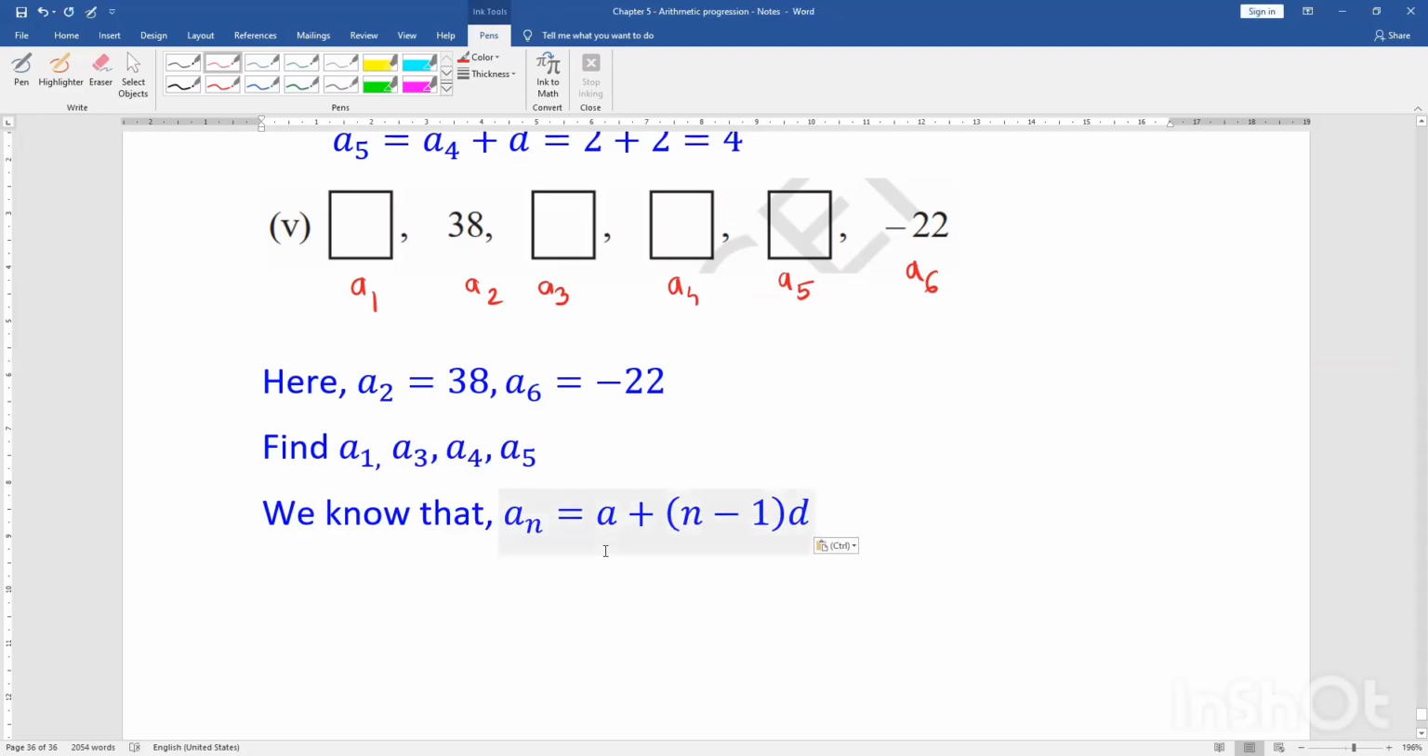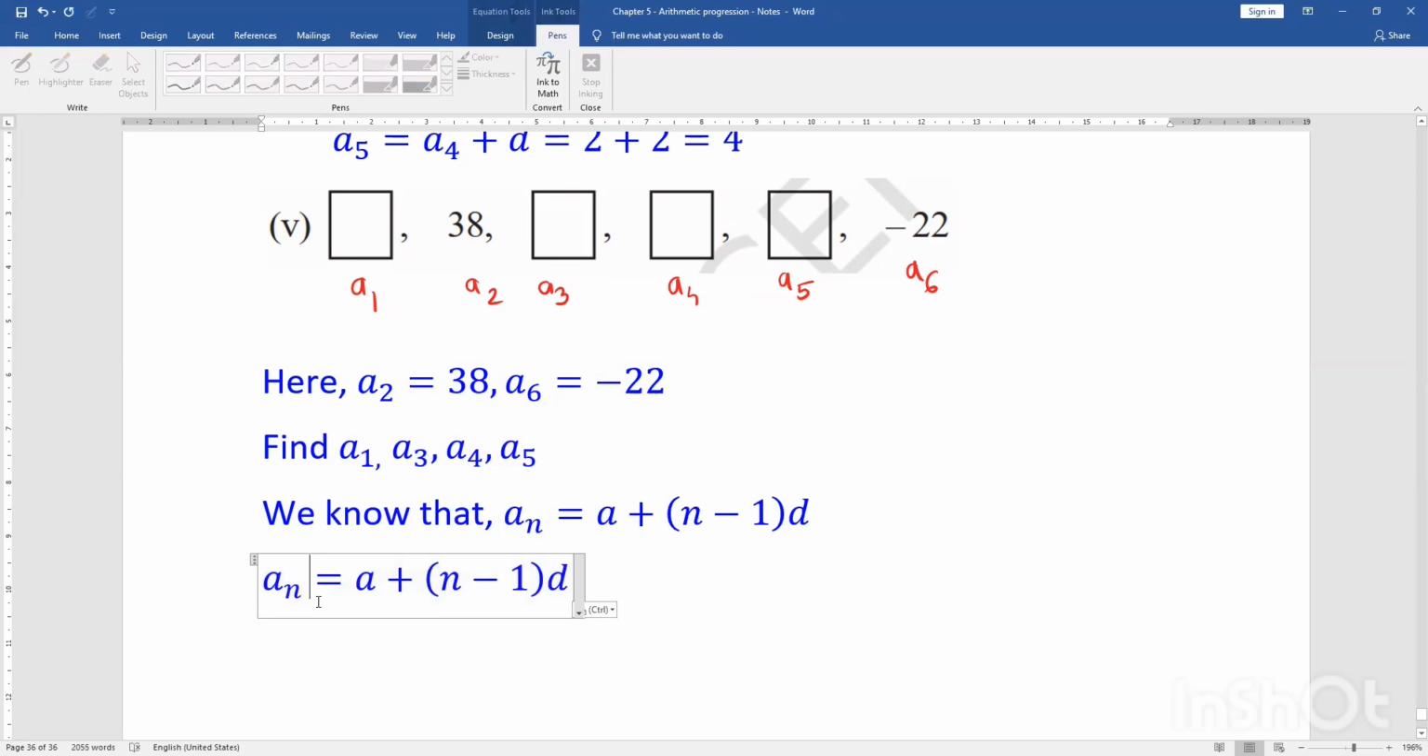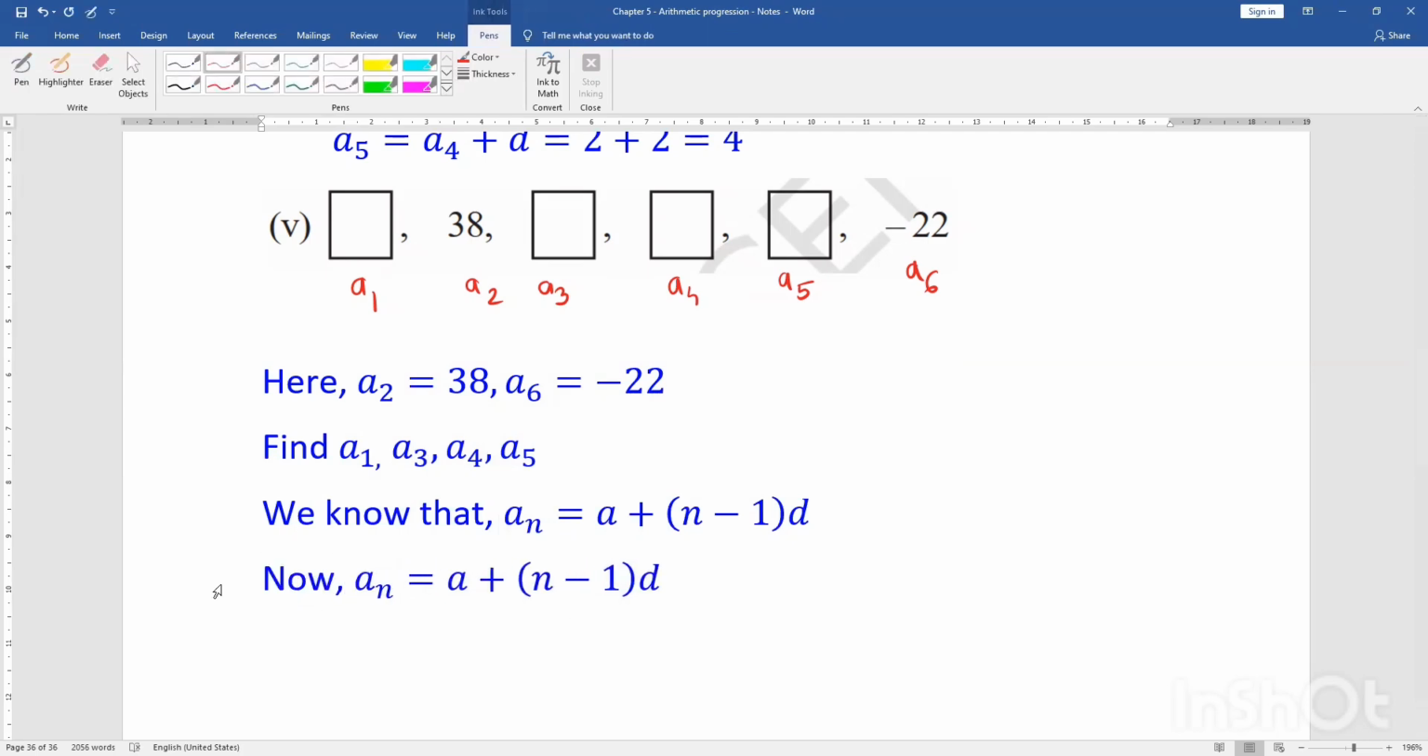We know that A_n equals A plus (n minus 1) into D. Right, children? So now the first thing you're given is A2 equals 38, right, children? So now I'm going to take the same formula and try to substitute that. Wherever n is there, just substitute with 2. So now I write like this. A2 is equal to A plus, for n, I'm going to write it as 2, so (2 minus 1) into D.